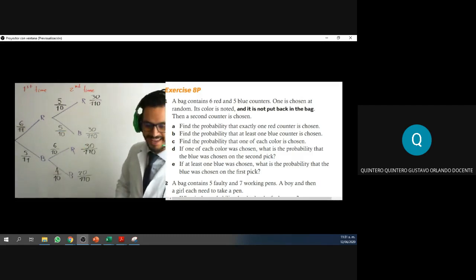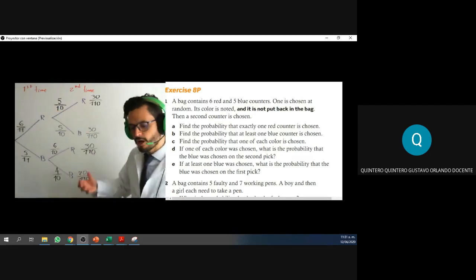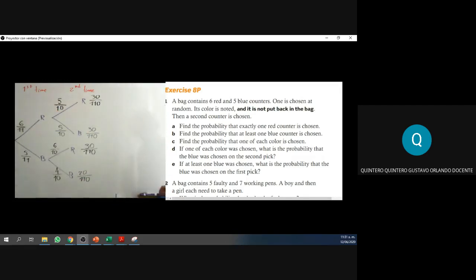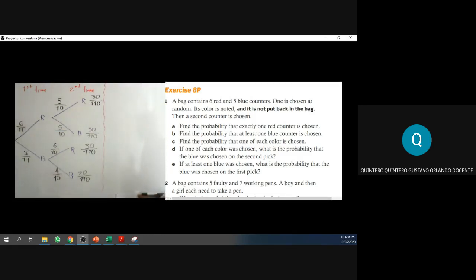How beautiful is that? This is a proof that we can do in our heads to see if the diagram is correct or not. Now let's begin with the questions. Let's jump right into the questions. Man, I'm having so much fun.